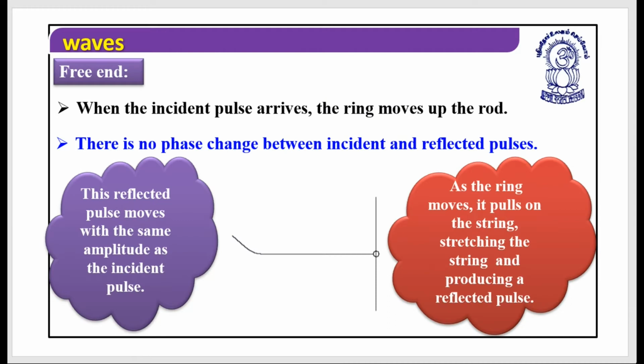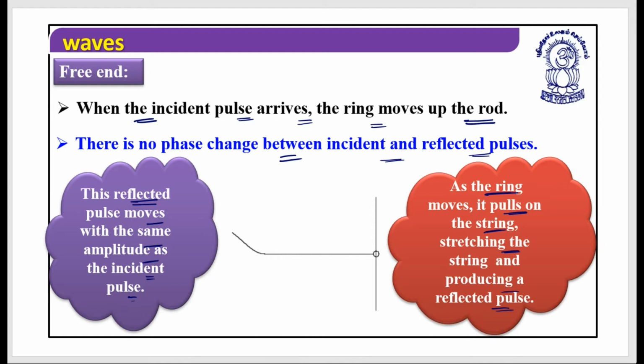Now let's look at the case of the free end. When the incident pulse arrives, the ring moves up the rod, and there is no phase change between the incident and the reflected pulse. As the ring moves, it pulls on the string, stretching it and producing a reflected pulse, which moves with the same amplitude as the incident pulse.